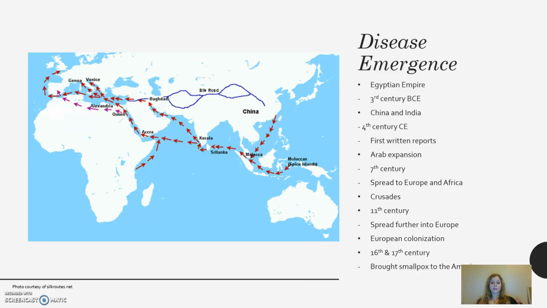Australia. As you can see here, Australia was not on the trade map. However, Great Britain's exploration of Australia ultimately brought the disease with it, and by the 20th century, smallpox had killed over 500 million people.